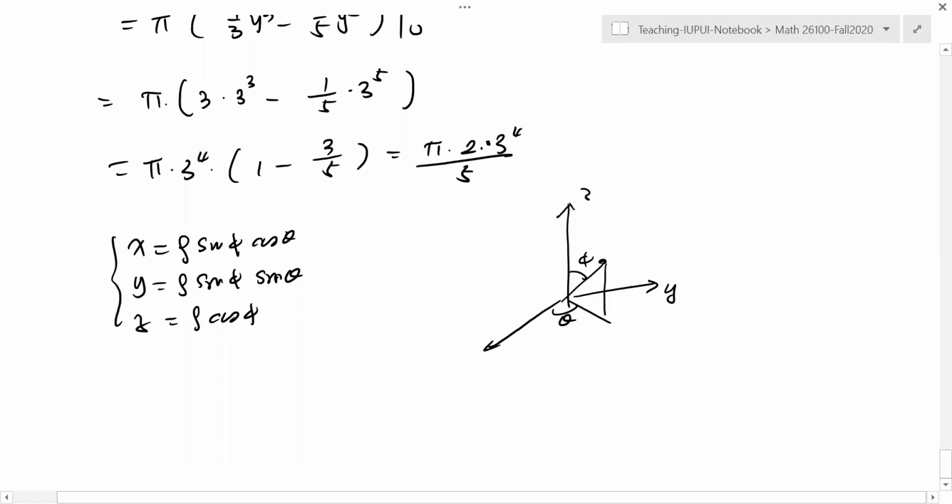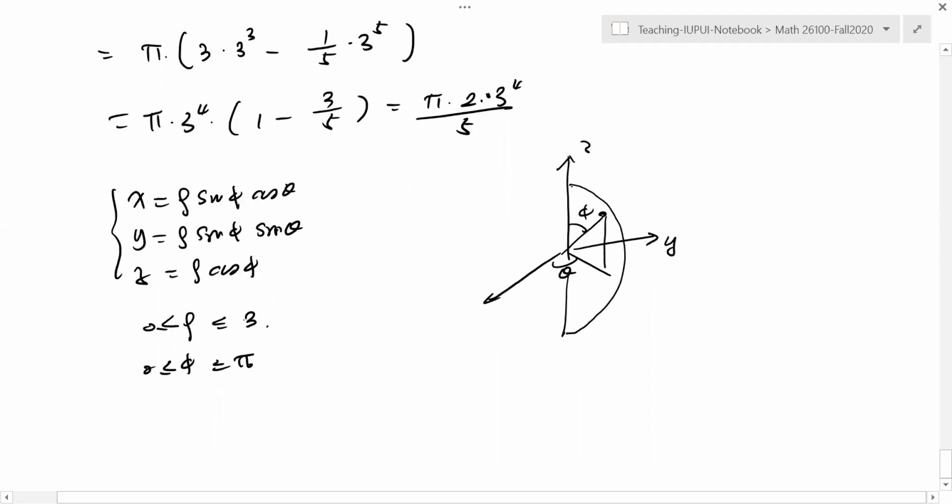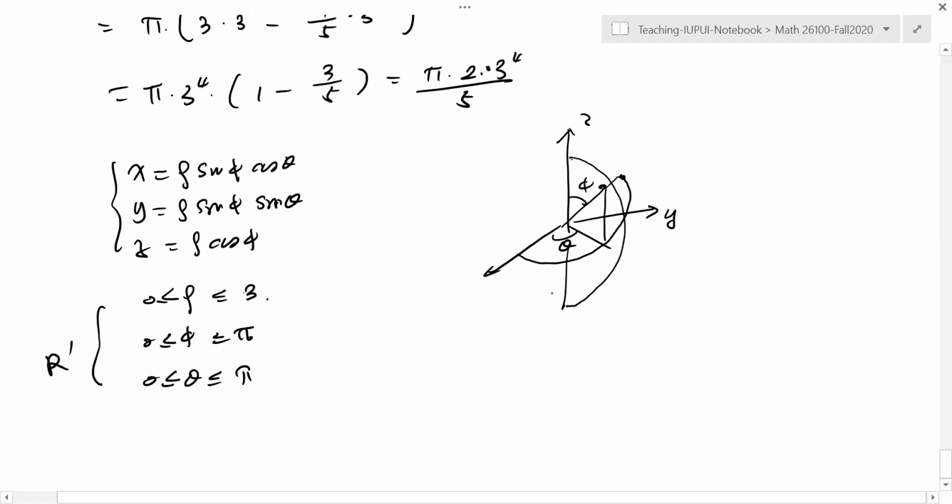So clearly, because we are talking about this semi-hemisphere from here to here, rho is between 0 and 3. That's the radius. And phi is between 0 and pi. But theta only goes from 0 to pi, because it's not a complete circle. Theta is from here all the way to the back side. So this is my R prime. This is my R.